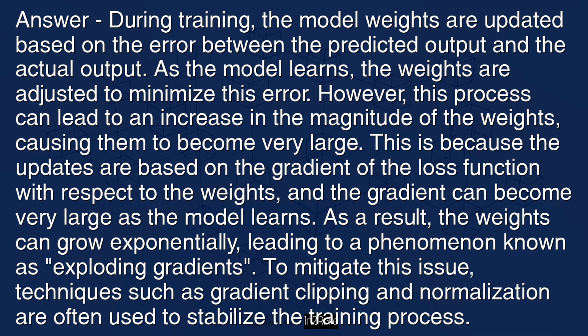This is because the updates are based on the gradient of the loss function with respect to the weights, and the gradient can become very large as the model learns. As a result, the weights can grow exponentially, leading to a phenomenon known as exploding gradients. To mitigate this issue, techniques such as gradient clipping and normalization are often used to stabilize the training process.